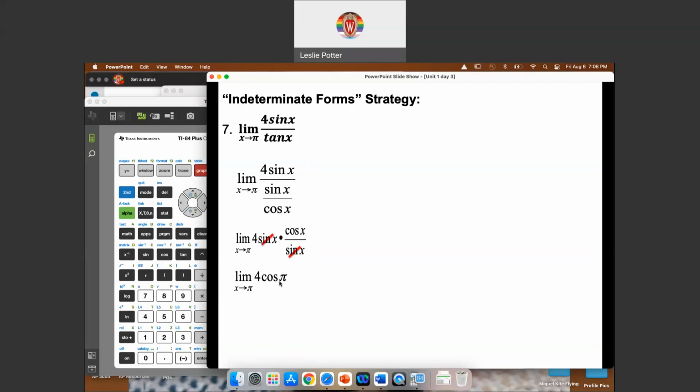I don't have a fractional expression anymore. So I can go ahead and put in the pi, cosine of pi, excuse me. If you remember, pi is on the left-hand side of the unit circle, and cosine is the x coordinate. So cosine of pi is -1. -1 times 4 is -4. So the limit, as x approaches pi, of 4 sine x over tan x is -4.